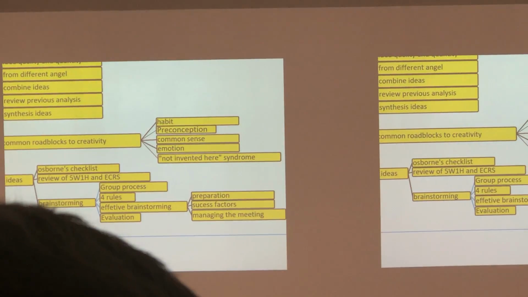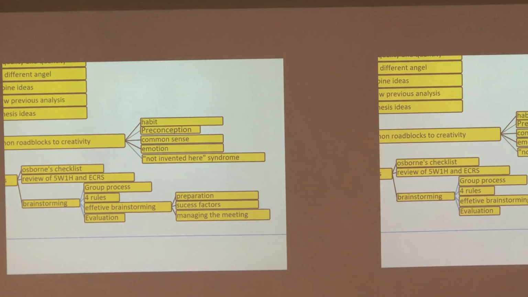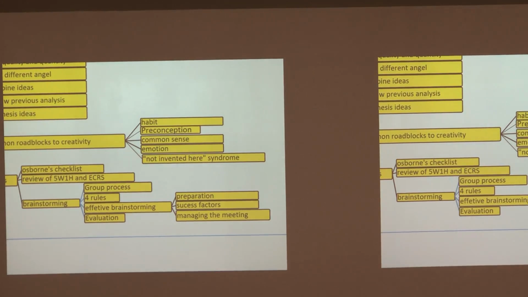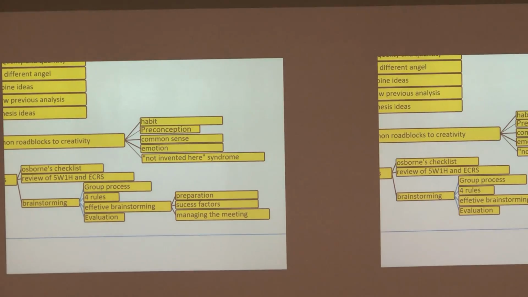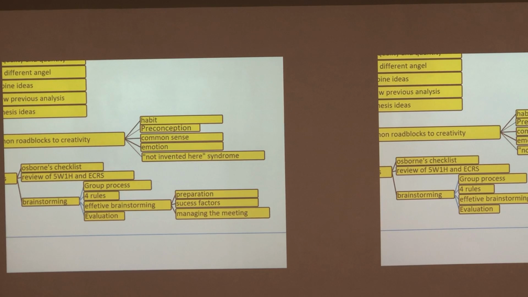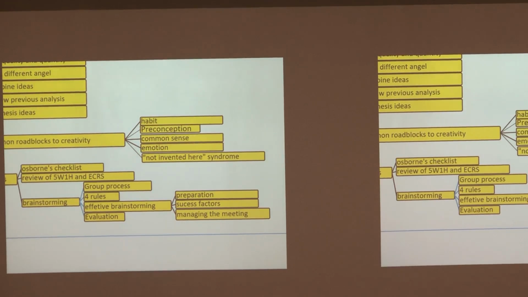Then this part is the important one, brainstorming. Brainstorming, there are 4 rules, which are important. Then you also focus on effective brainstorming. There are some steps you need to follow. Preparation, and there are 2 success factors that are important. How to make your brainstorming meeting effective. And the last one is how to manage the meeting. If you are the facilitator, how to manage, how to encourage the people to speak out, and how to manage it. And finally, it is the evaluation. You've got so many ideas, 50 pieces of ideas, how to choose, how to evaluate.